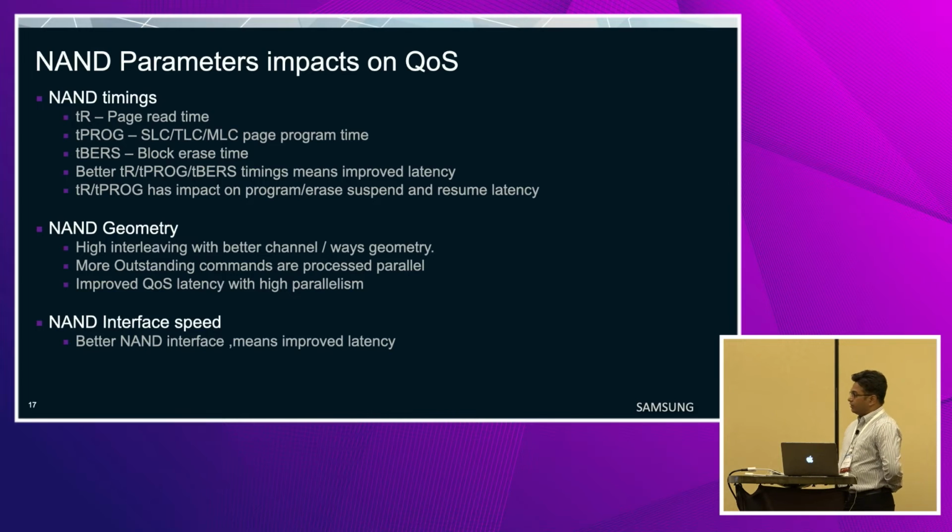NAND geometry. If you have the better geometry, you will have high interleaving, right? High interleaving means you will process more commands. So parallelism will be good in this case, so obviously QoS latency will be good. Obviously software policies have to be supported in this case. If the geometry increases, your complexity of software will increase.